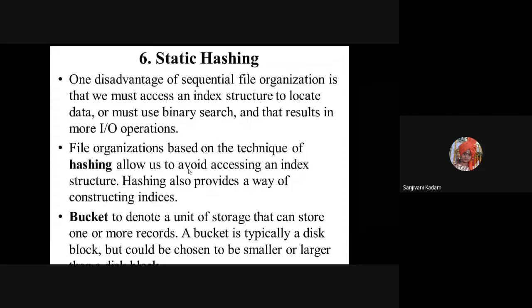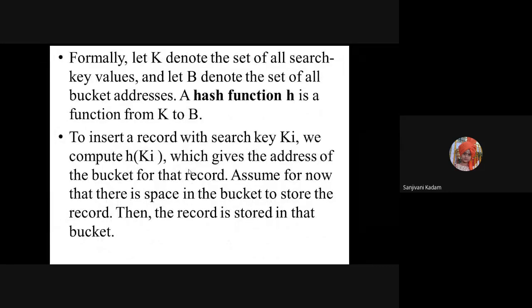Formally, let K denote the set of all search key values that we are inserting into a record, and let B denote the set of all bucket addresses. Bucket addresses are the starting locations of the buckets. A hash function h is a function from K to B. After giving the search key value, it returns me a bucket number. So on the given search key value we apply the hash function, and in result it returns a bucket number from the fixed buckets we have allocated.